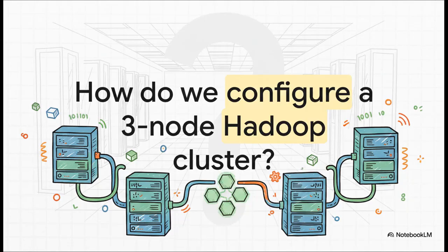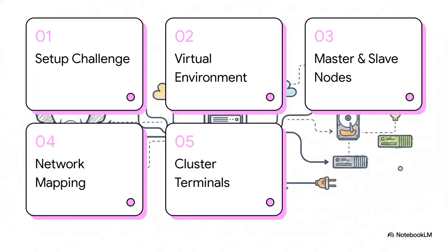Now, you might be asking yourself, how do we actually configure a 3-node Hadoop cluster? Because, as you probably know, a cluster isn't just some regular app you double-click and install. It is a carefully connected, distributed system. So we're going to go on a guided virtual lab tour today to break down exactly how this architecture is built, piece by piece. To make this whole thing super logical, we're going to break it down into 5 quick steps: the on-premise setup challenge, preparing the virtual environment, master and slave nodes, network mapping with the etc hosts file, and finally, navigating the cluster terminals.